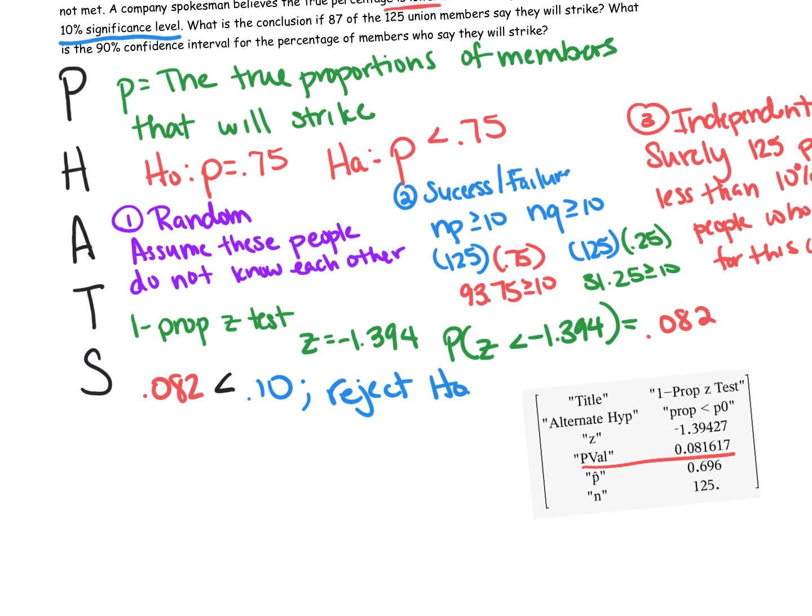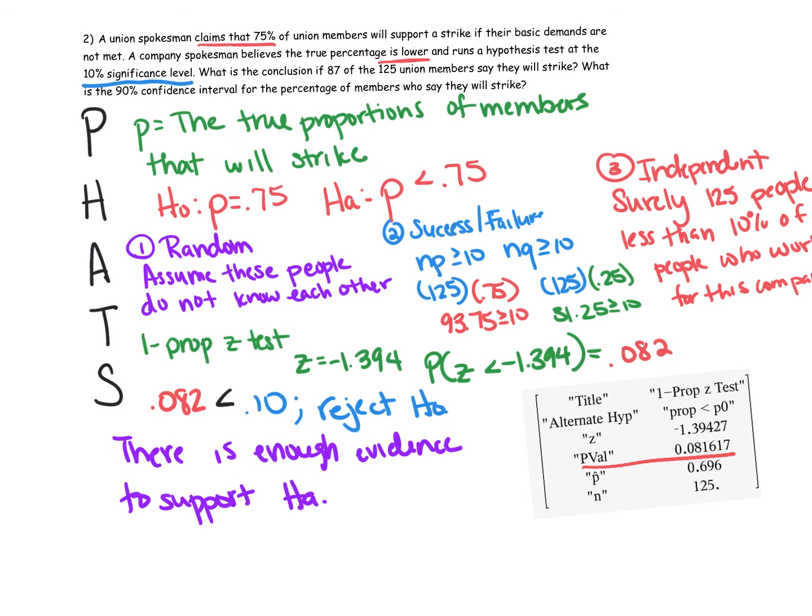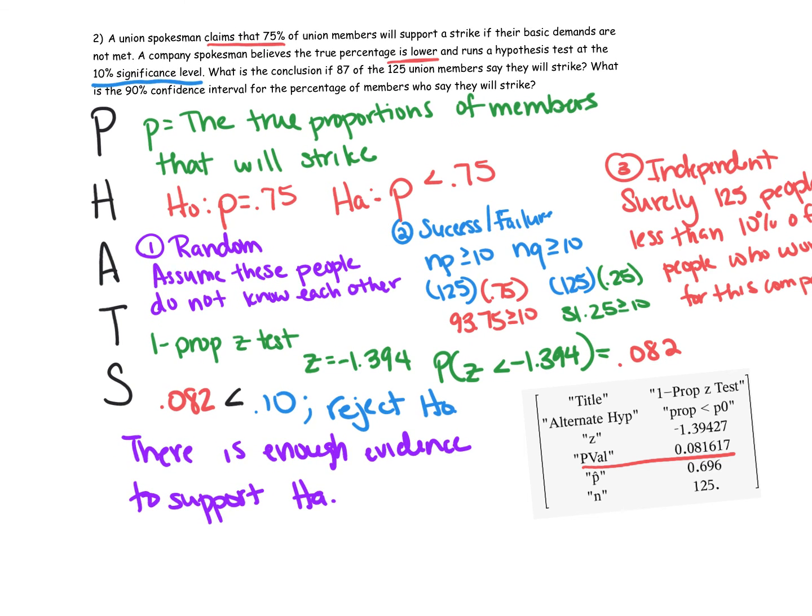So what are we really saying? Well, there is enough evidence here. We've rejected that because the sample that we've gathered gives us enough evidence to support HA. In this case, HA is that the true proportion of members that will strike is less than 75%. So based on this, they said that the only way they would do it is if they had a true percentage that was greater. They're not going to strike here.